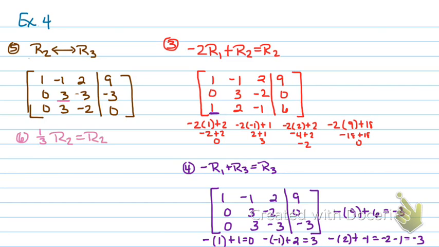So row 1 and row 3 are going to stay the same. And just like before, I'm just going to go ahead and rewrite them. Let me move that over just a little bit. So I'm trying to keep them lined up. And I'm going to multiply every number in row 2 by 1/3. Well, 0 times 1/3 is 0. 3 times 1/3 is 1. Negative 3 times 1/3 is negative 1, and negative 3 times 1/3 is negative 1.